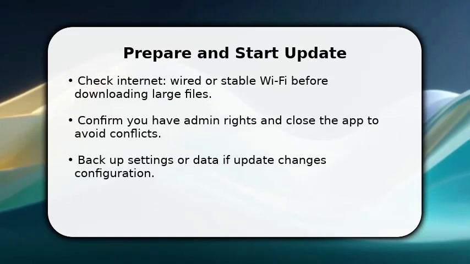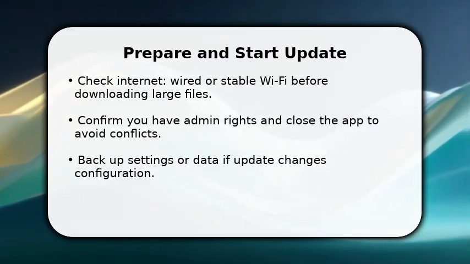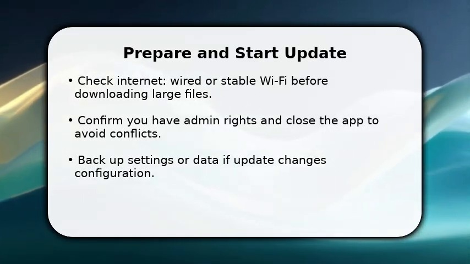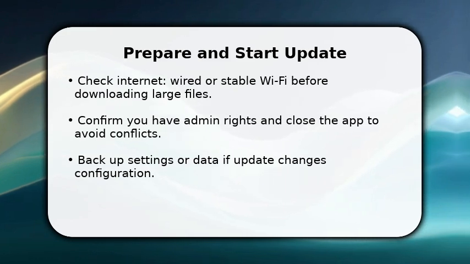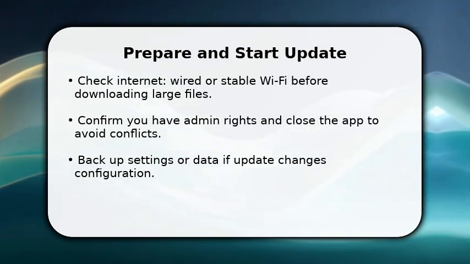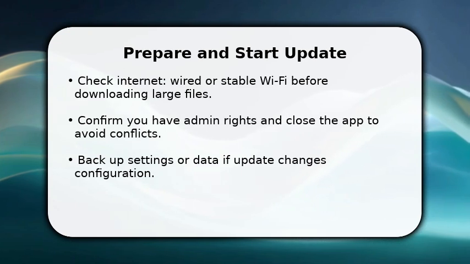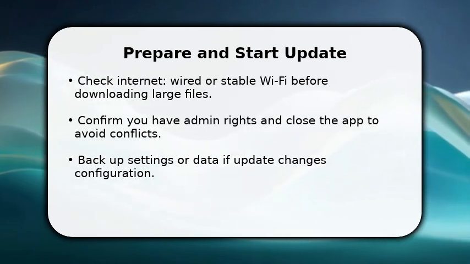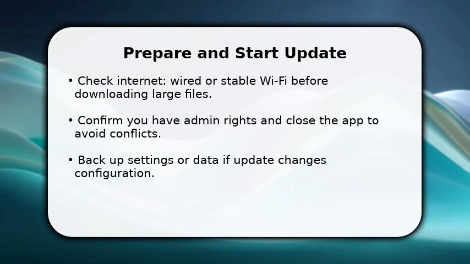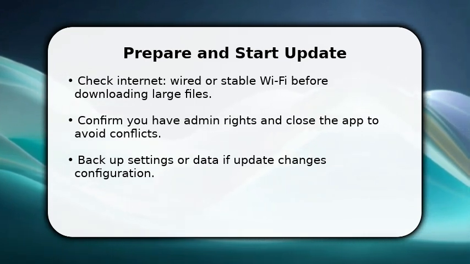You begin by preparing. Confirm a stable connection and that you have administrator rights so the installer can write files. Once done, close the app and any related background processes to prevent file locks. Open the app's built-in updater or the Microsoft Store and find the app page. You're starting the update now.